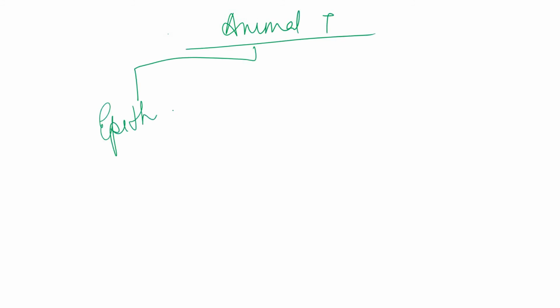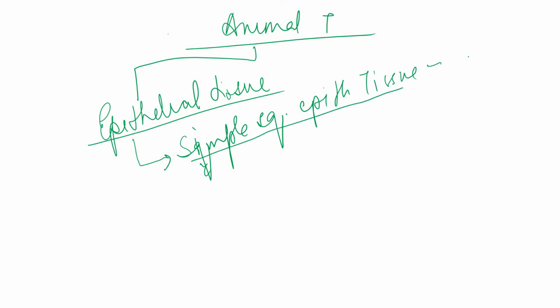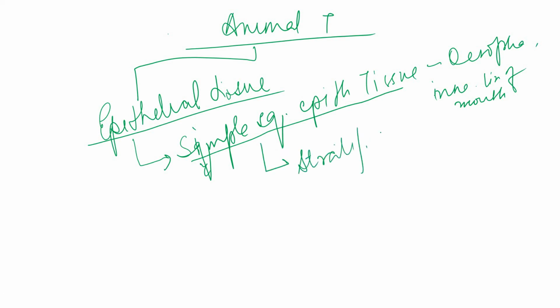Let us just study in brief. So we were talking of animal tissues. Under animal tissues, the first part is the epithelial tissue. Epithelial tissue means those which form the outer covering of both the internal and external parts of our body. These epithelial tissues are subdivided. First is the simple squamous epithelial tissue. Simple squamous epithelial tissue is found in the esophagus region. I'm writing it in short, okay. Inner lining of mouth, okay. Now this simple squamous epithelial tissue has a subdivision. This subdivision is called the stratified squamous epithelial tissue, right?